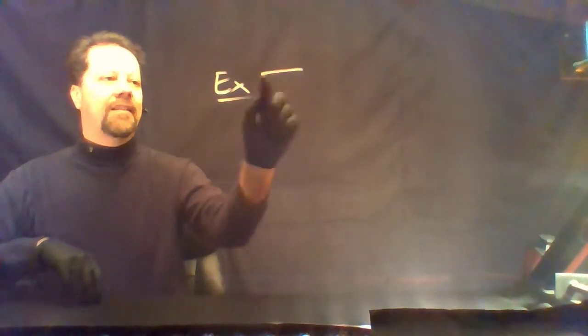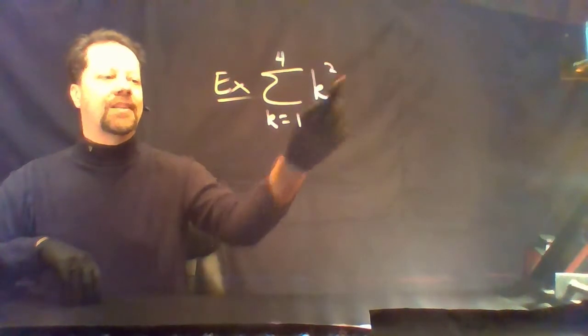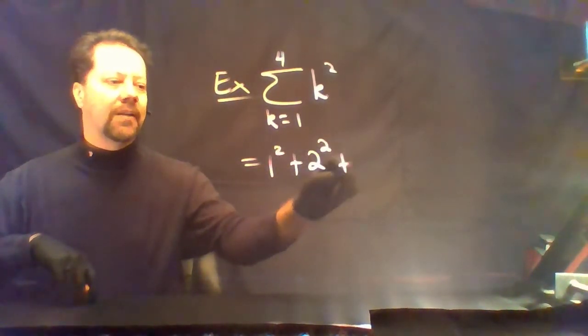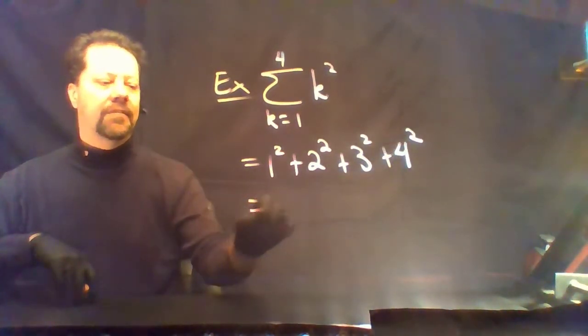If I write the sum as k goes from 1 to 4 of k squared, I get 1 squared plus 2 squared plus 3 squared plus 4 squared.